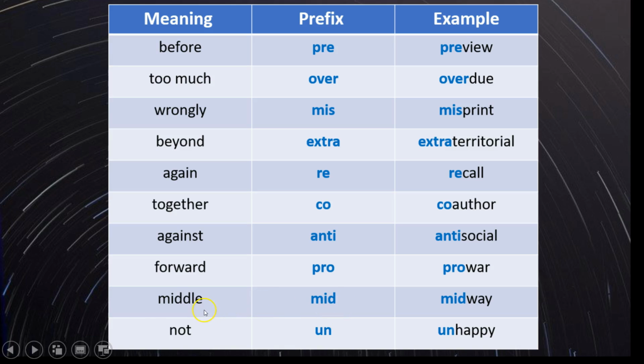Mid refers to the middle, so midway. And the prefix un means not, opposite. Happy, and the opposite is when you're not happy, you're unhappy. So this is the list of 10 very frequent prefixes in the English language.